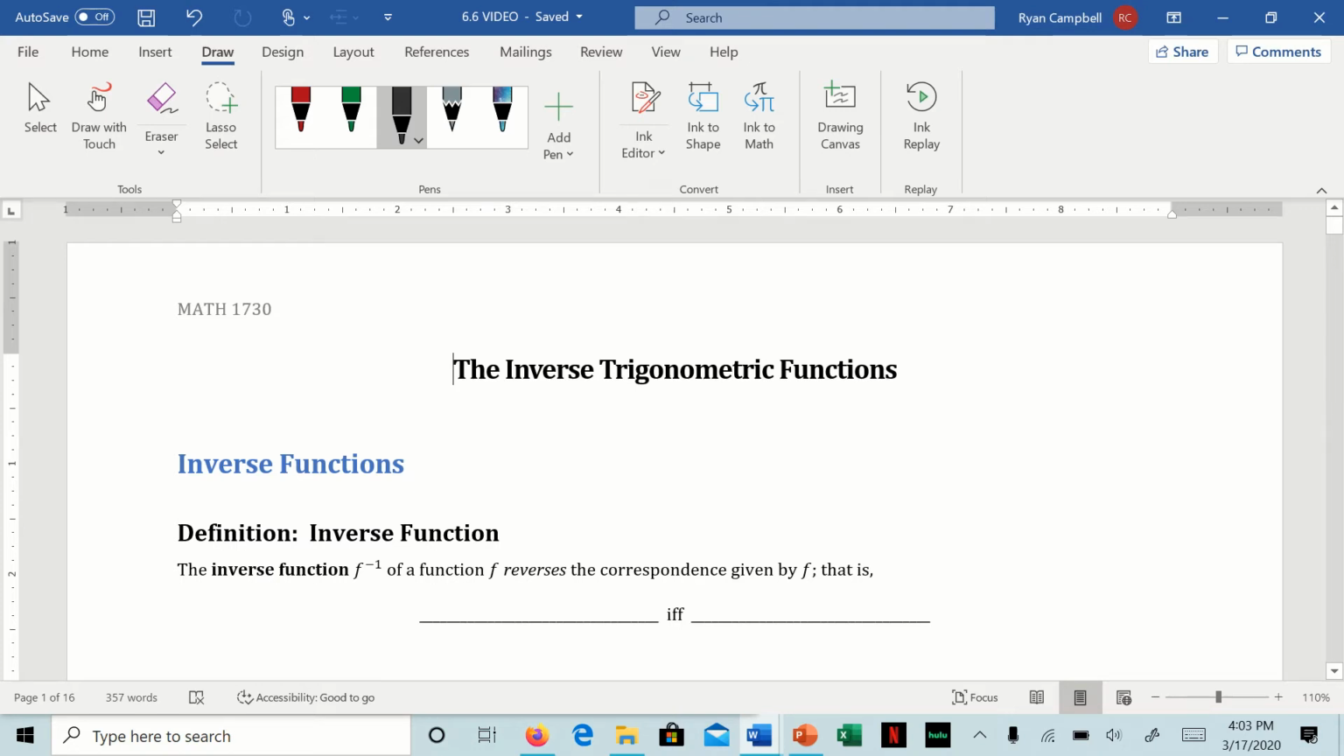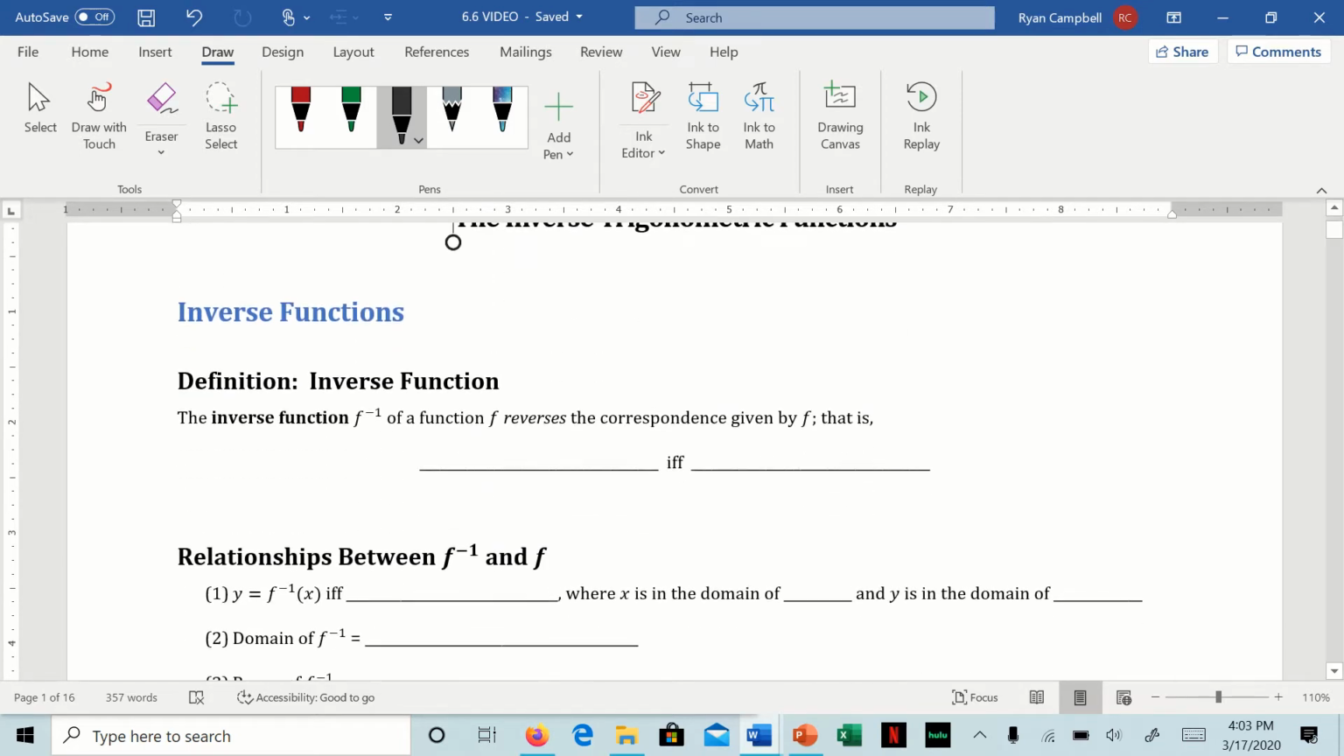All right, moving on to inverse trig functions. Before we do that, let's remind ourselves a little bit about inverse functions. Remember, the inverse of a function reverses the correspondence given. So if we have something like f of v equals u, right? So v is going to u.